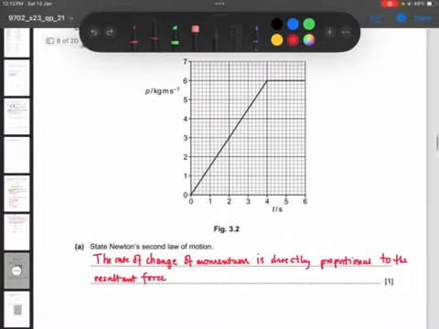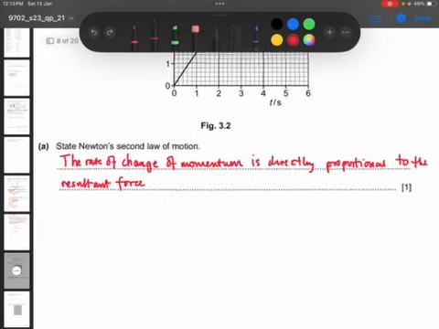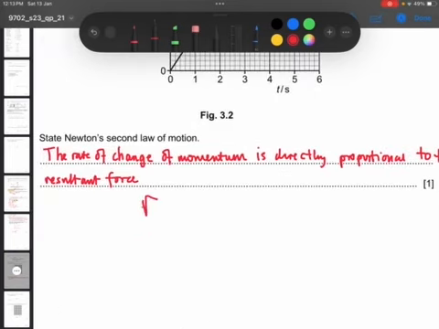Okay, before I do that one, let me do the first part. Question A. Question A said state Newton's second law. I had already written this for you so that we don't waste time on this one. Obviously, Newton's second law is the rate of change of momentum is directly proportional to the resultant force. Sometimes we actually say that the rate of change of momentum is equal to the resultant force. So that's why sometimes you see that we can write it like this.